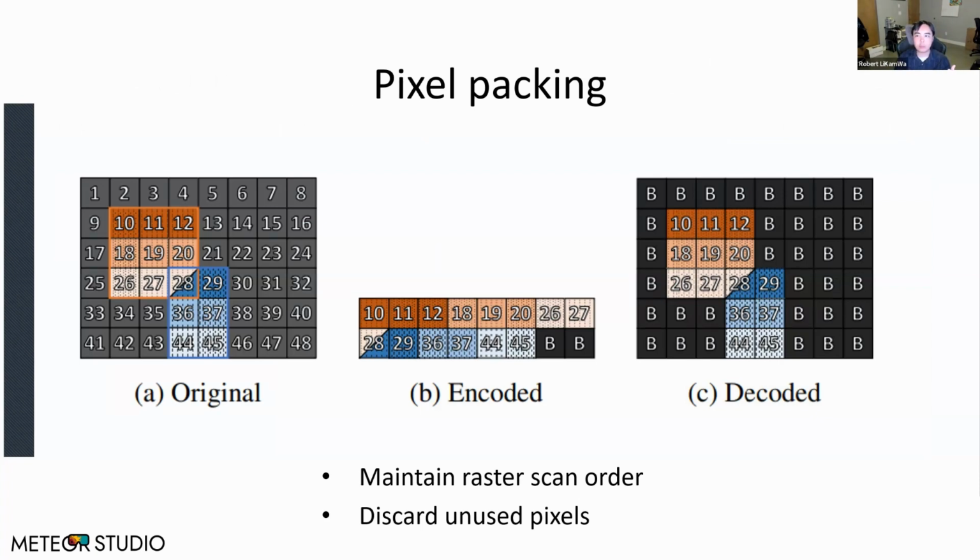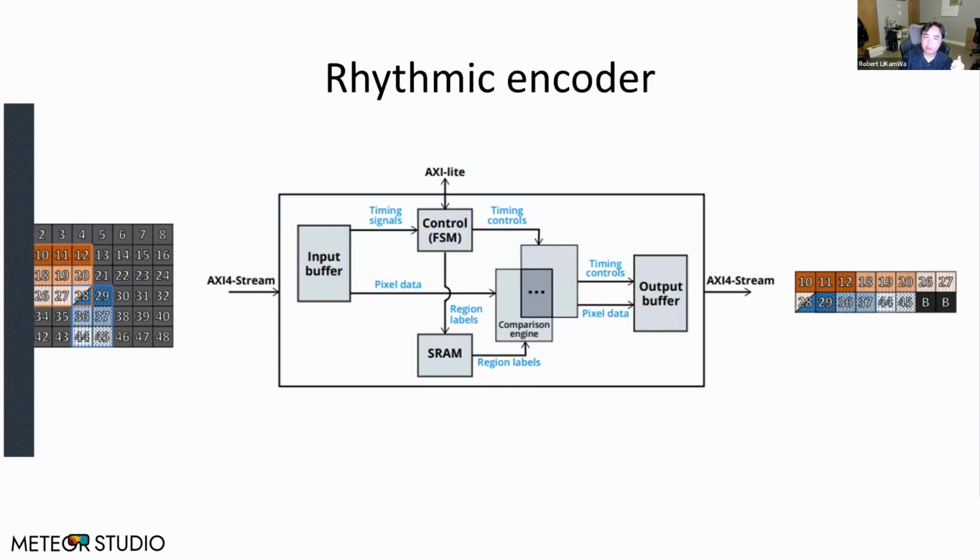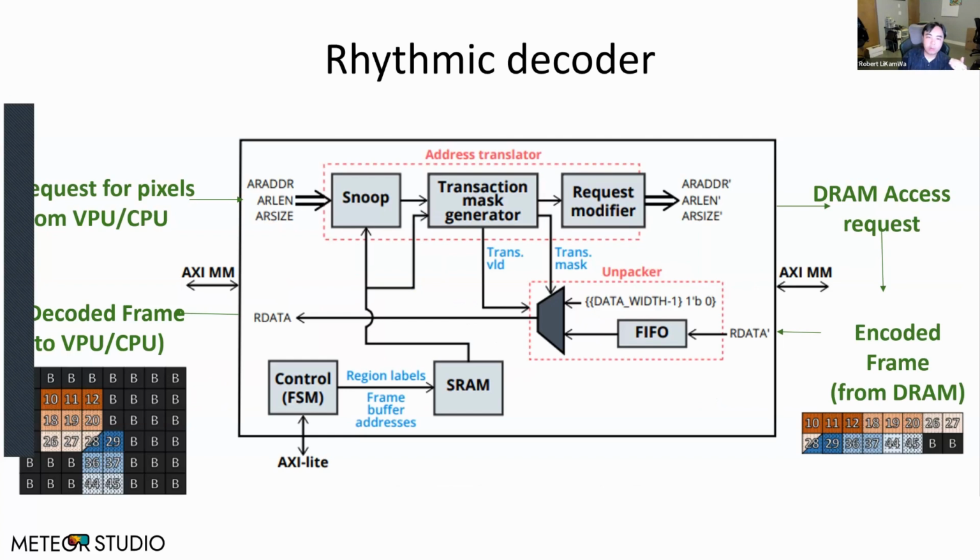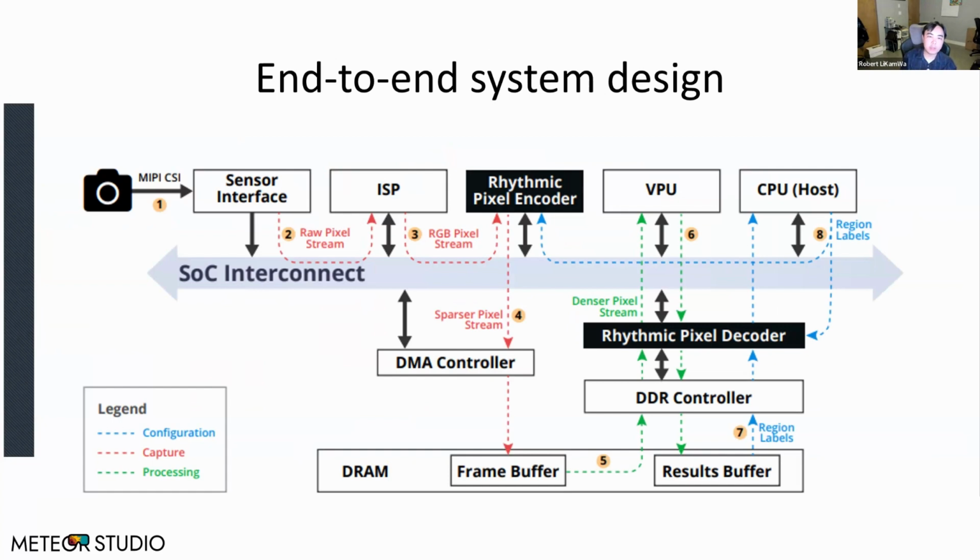We process the stream of pixels in the same order. We don't have to worry about any of that reordering, but then when we put them back, we unpack it by inserting the black pixels back in the right spots. This saves us on DRAM traffic, and DRAM is a huge culprit for energy consumption. So the more we can reduce on DRAM, the better off we are. And so we do this through a rhythmic encoder and a rhythmic decoder. We write different architecture for this, and we insert this into an end-to-end system design. And this is the figure that describes it. If you want more details, the paper is there for you to read.